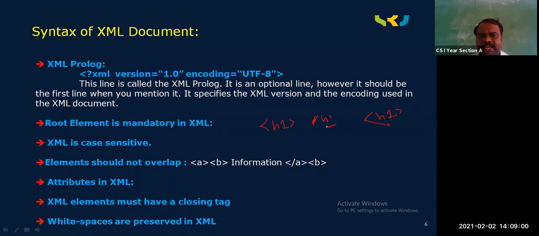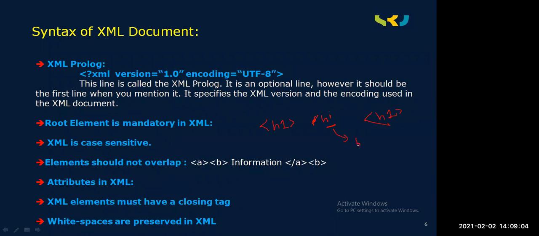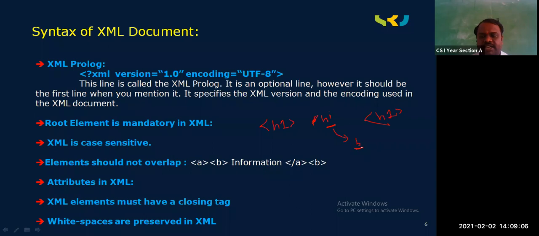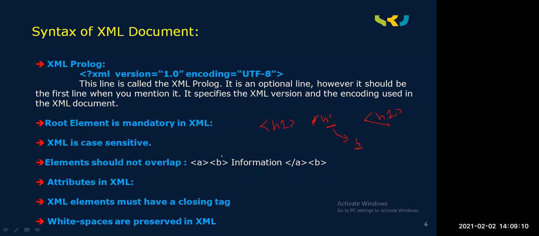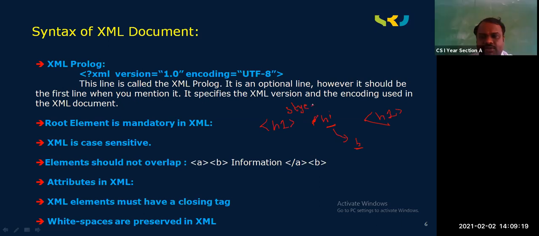By default, which color does it display? Black. I want to change it to red color. Then what do I do? We use attributes. Style equal to double quote color, change it to red. Did you write like this or not? Yes, sir. So style is one of the attributes and this is the value.